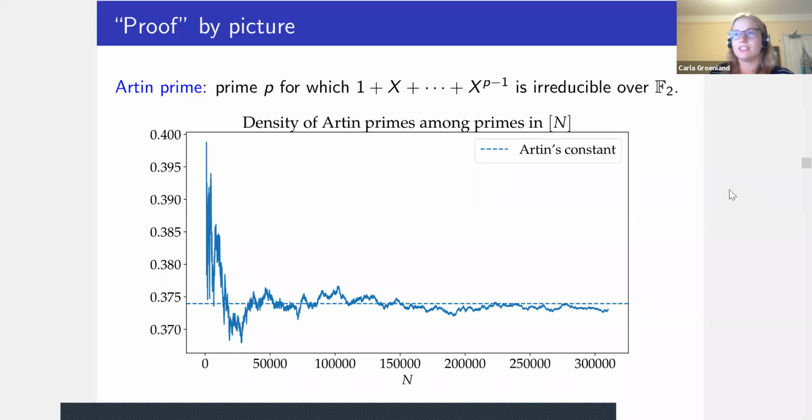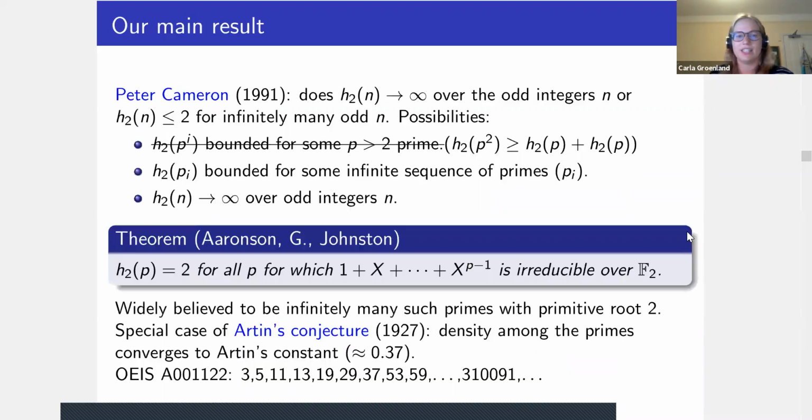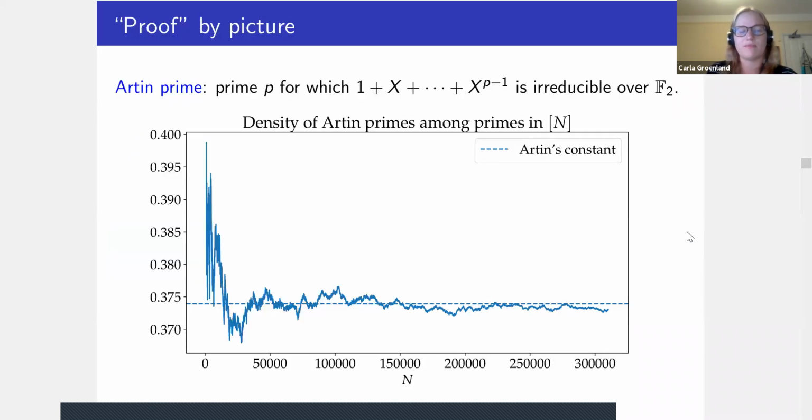We should assume p strictly greater than 3 in the previous statements, right? Oh yeah, that's true. Maybe I should have kept it at most. Okay, so this is the main result.